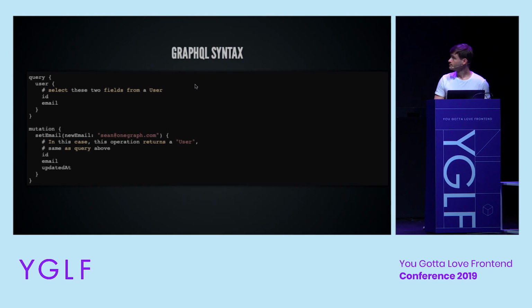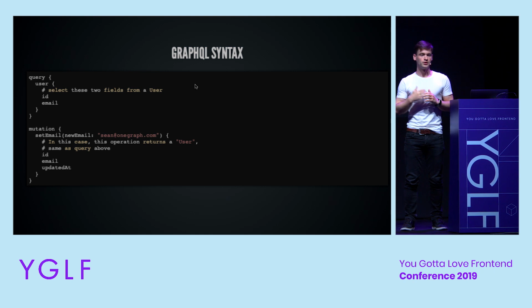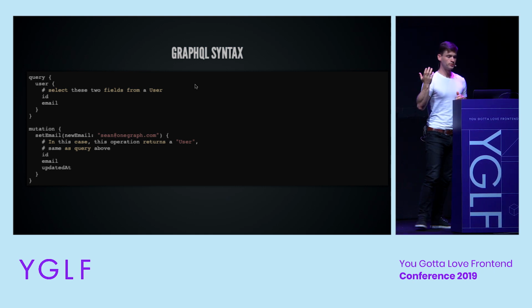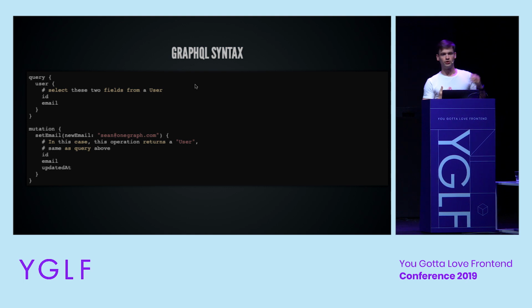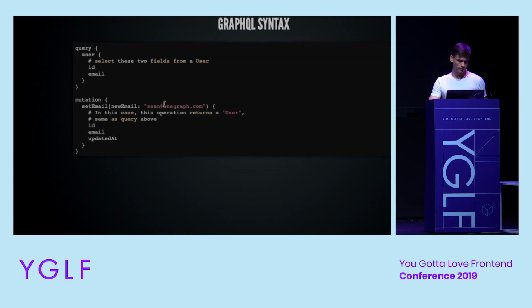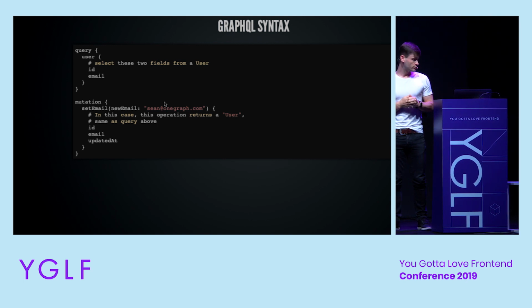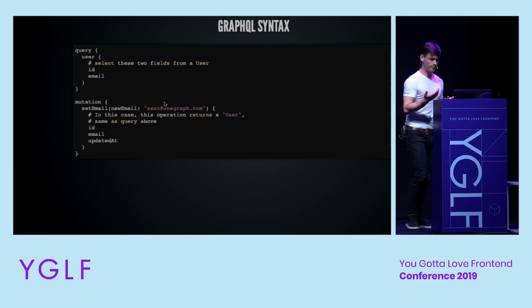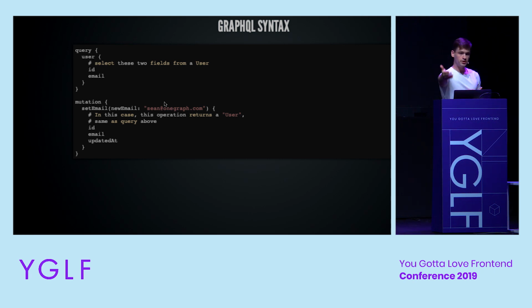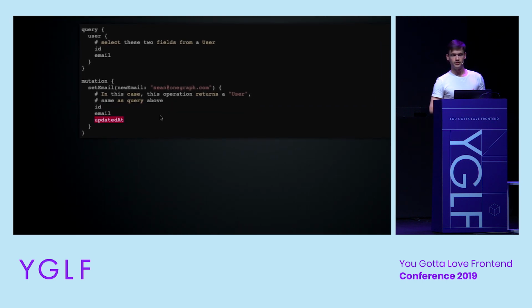As far as the syntax goes, you can see here we have 2 operations, and you can have multiple operations in one document. We have a query, which is that read-only part, and we're going to reach into user, and pull out the user's ID and email. Similarly, underneath here, this server has implemented a mutation called setEmail. I don't know exactly what it does, but I see that it takes a new email, so maybe it's updating the currently logged in user's email. And having then updated that user, it's going to return the user back to me. And in this case, I'm going to get ID and email again, and also updatedAt.